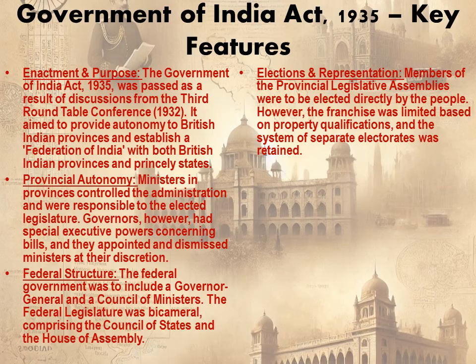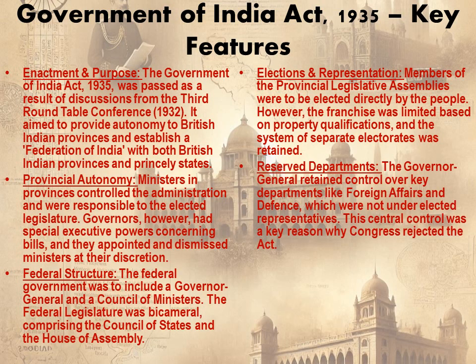However, the franchise was limited based on property qualifications. So, the person who is standing for election will have to have a limited amount of property, and the system of separate electorates was retained. Electorates means voter list. So there were to be separate electorates, meaning separate voter lists, and that system was there from the beginning and was to be retained.